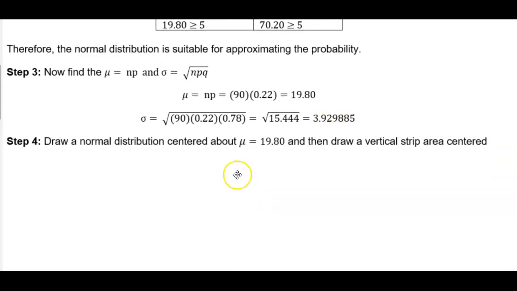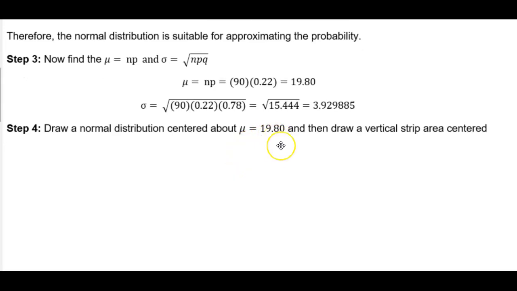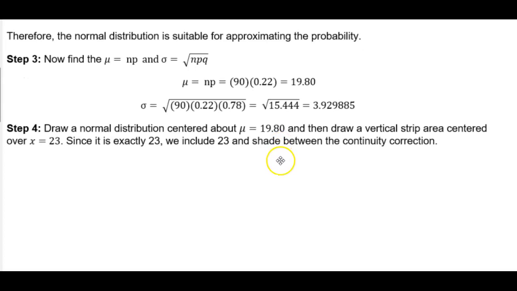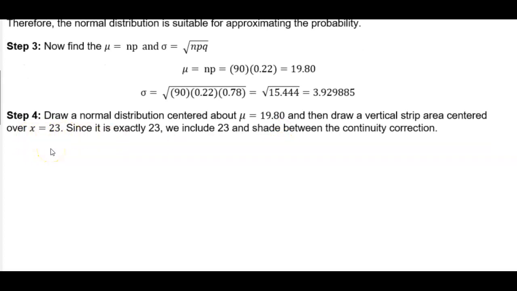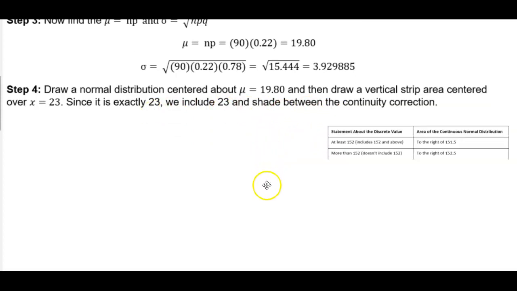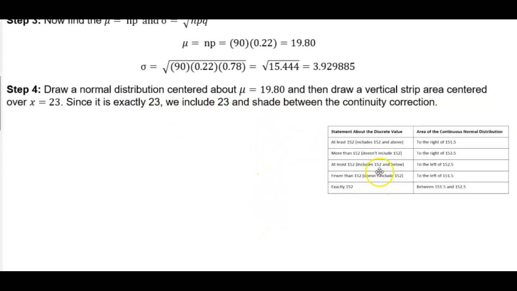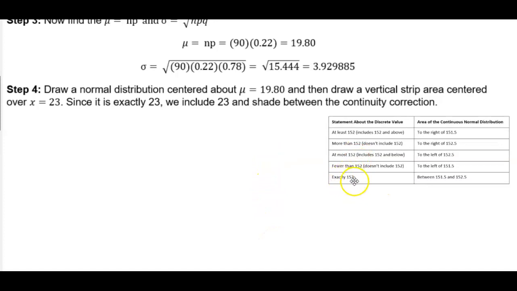Now we want to draw a normal distribution that's centered around the mean, which is 19.80, and then draw a vertical strip centered around the value of x equals 23. Since it is exactly 23, we're going to include 23 and shade between the continuity correction. So remember this chart that you have in our notes. Exactly means it's going to be in between those values.